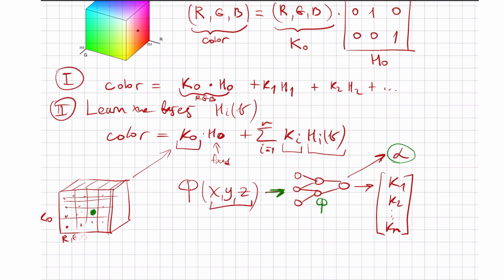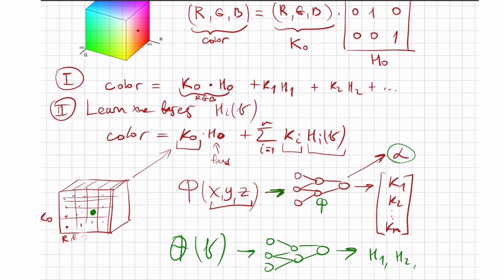But now comes the turn of basis hi. So we will have another network, which we'll define as theta, which will take as input only the angle. It's a three-dimensional angle v, and it's also a neural network, and it will produce for us a set of bases h1, h2, and so on, hn.